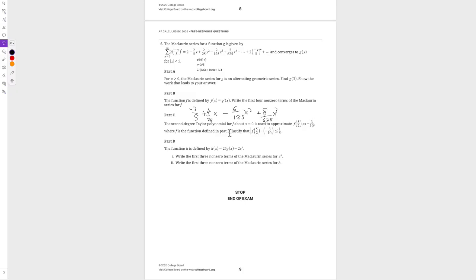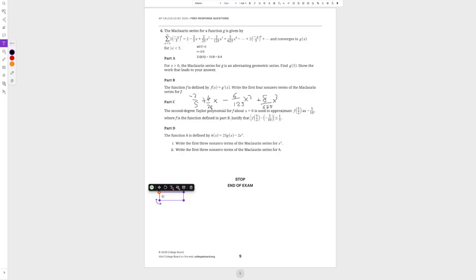So what do we have? We have the second degree Taylor polynomial for f about x equals 0 used to approximate f of 5/2 as negative 3/10. So let's see what happens when we start plugging in terms. So we have negative 2/5 plus, let's plug it in, 20 over 50. And if we scale this down by dividing by 10, you just get 2 over 5. So this becomes 0 already.